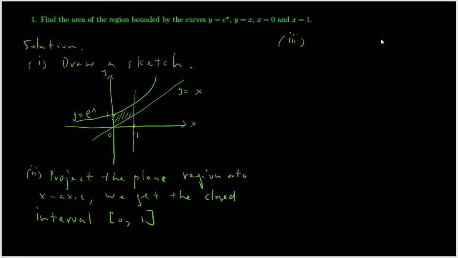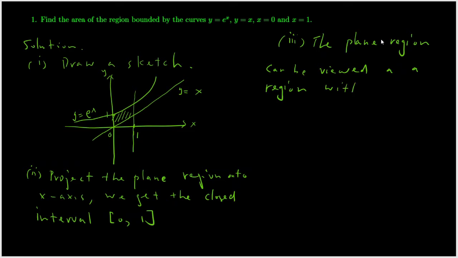The third step, we try to give a description of the region. Now the plane region, for which we are going to compute the area, can be viewed as a region with the top boundary.